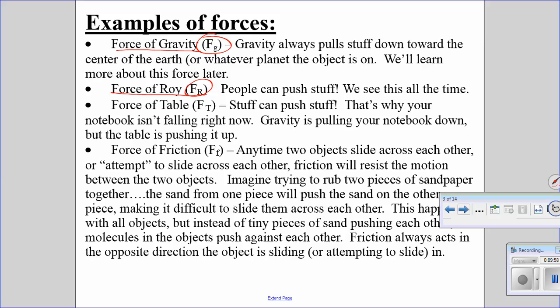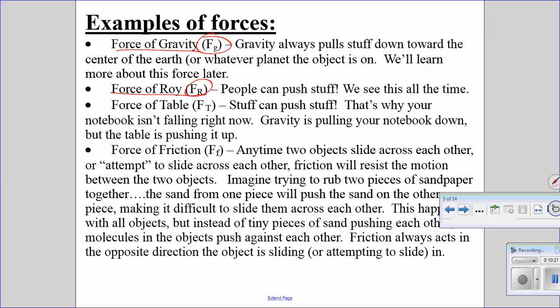Okay? So anytime two objects are either sliding across each other or sort of trying, in air quotes, to slide across each other, friction tries to prevent that from happening. So friction always acts in the opposite direction of the direction the objects are sliding relative to each other, or the attempted direction of slide. Does that make sense? All right, let me say one other thing and then I'll get your question.